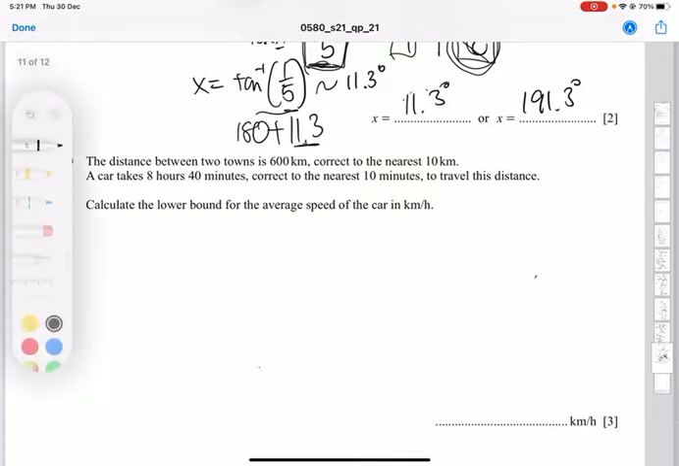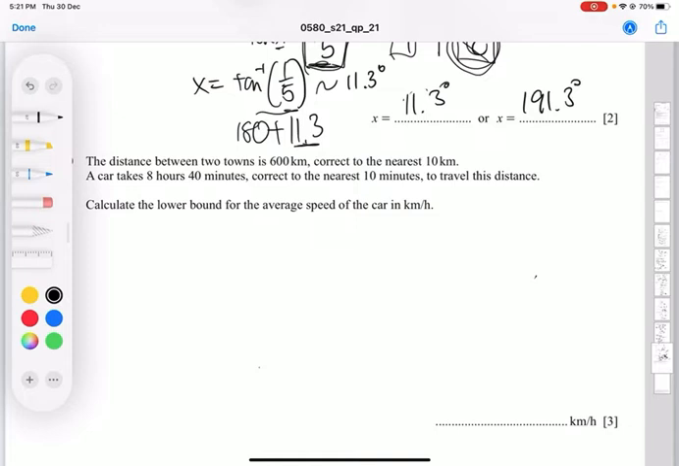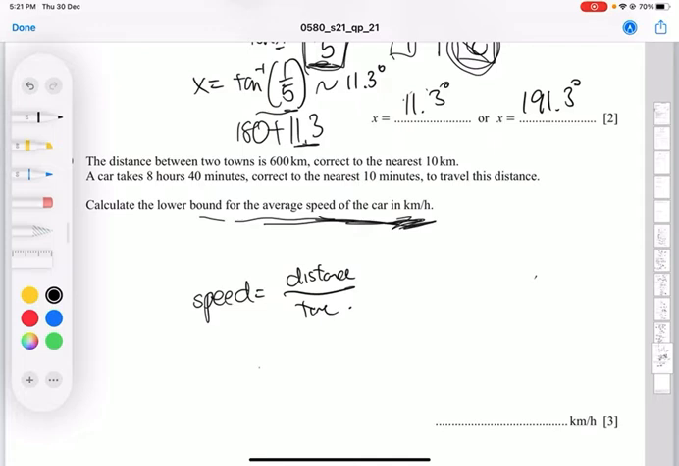Okay, that makes sense. Now we're going to look at this question here. The distance between two towns is 600 kilometers, correct to the nearest 10 kilometers. A car takes 8 hours 40 minutes, correct to the nearest 10 minutes, to travel this distance. Calculate the lower bound for the average speed of the car in kilometers per hour. If you think about average speed, that's speed equals distance over time, right? If we look at the distance, it says the distance between the two towns is 600 kilometers, correct to the nearest 10 km, so plus or minus 10 km.